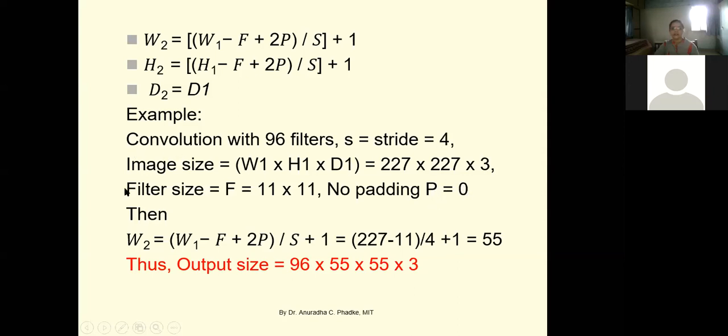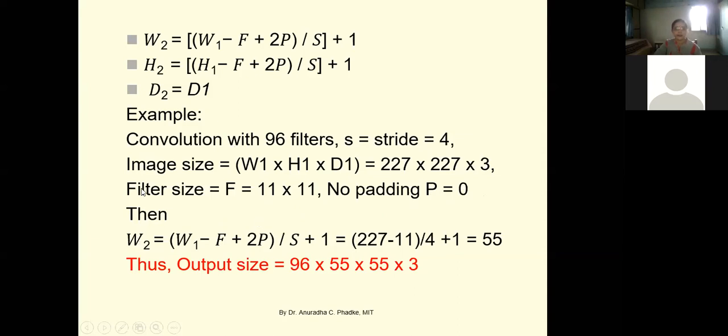So consider all these input values. W1 H1 D1 is 227, 227, 3. Stride rate S is 4. Capital K, that is the number of filters, is 96. Then filter size F is 11 by 11 and no padding is used, so P is 0. So now determine what is the resultant image size.